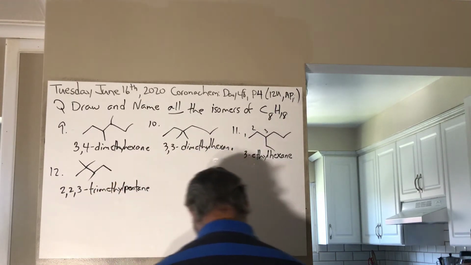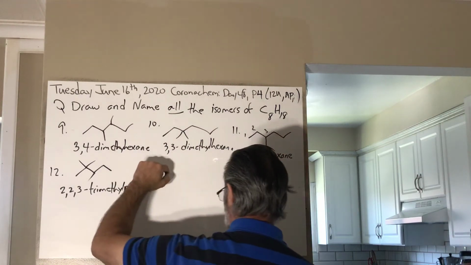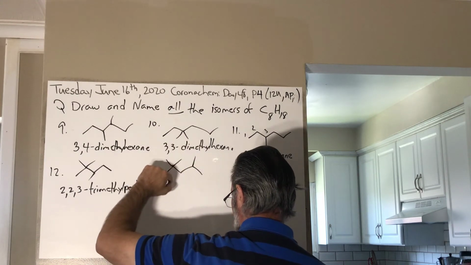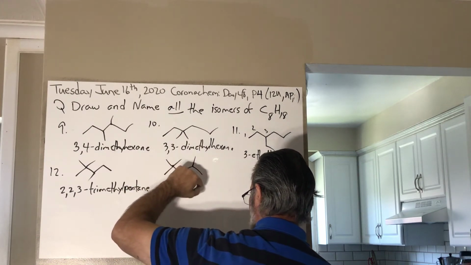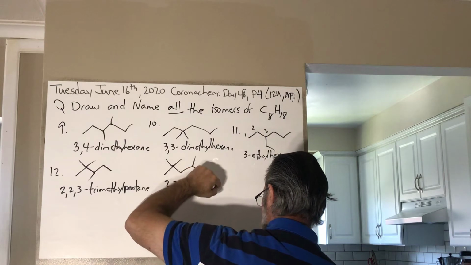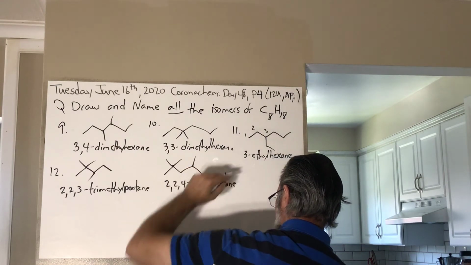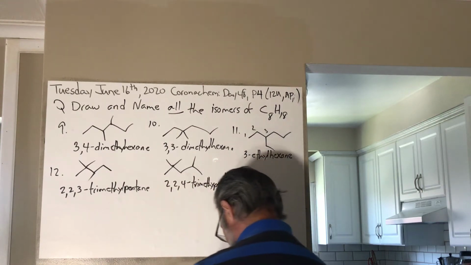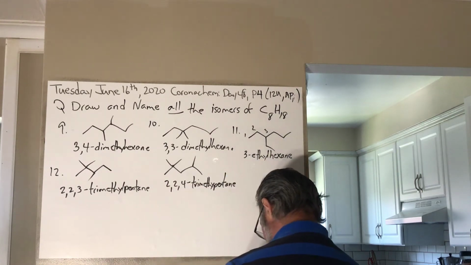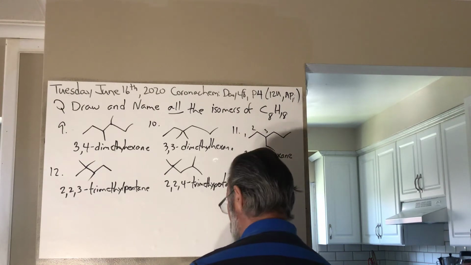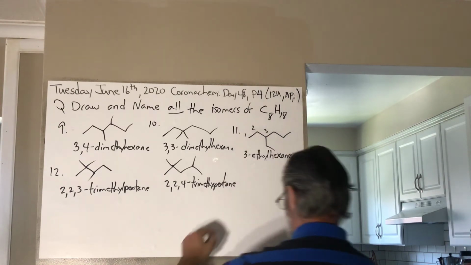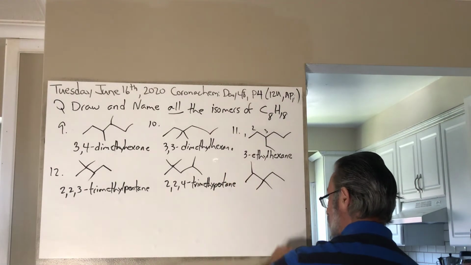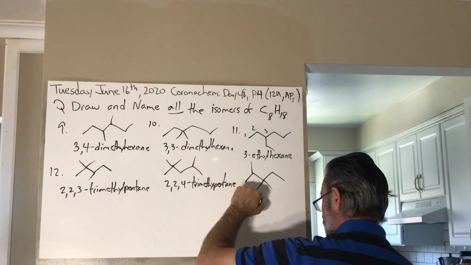Okay, and then you can have 2,2,4. 1, 2, 3, 4, 5. Here's your 2,2, and there's your 4. So that would be 2,2,4-trimethylpentane. Can't go to 2,2,5 because that would extend it back to a hexane. So that closes off that possibility. But we can have 2,3,3. 1, 2, 3, 4, 5. 1 at the second position, 2 at the third position, so that would be 2,3,3.